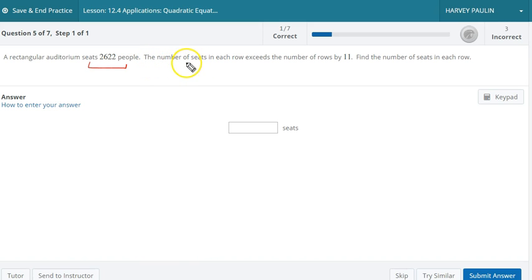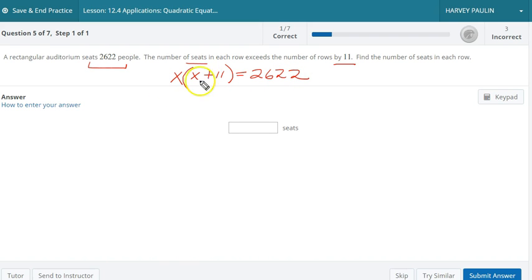Now they're saying the number of seats in each row exceeds or is greater than the number of rows by 11. If we wanted to find the total seating, it would be the number of rows times the number of seats. So we're going to say that x is the number of rows and x plus 11 would be the number of seats in the row, and the product of that equals 2622.